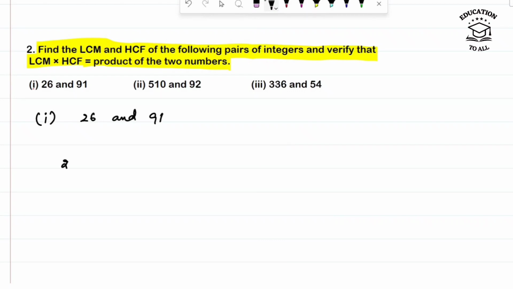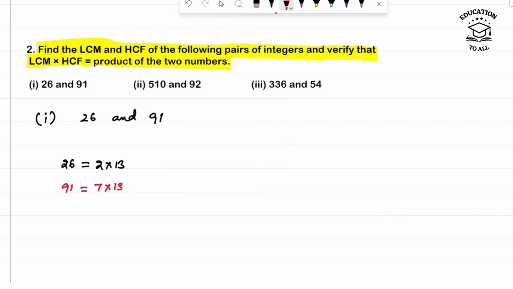First 26, what are the prime numbers there? I'll take 26 as 2 times 13. So 2 and 13 are definitely prime numbers, so that will be the prime factorization simply. And the next number is 91. In 91, the 7 table cancels 13 times. Okay, both prime factorizations are written.